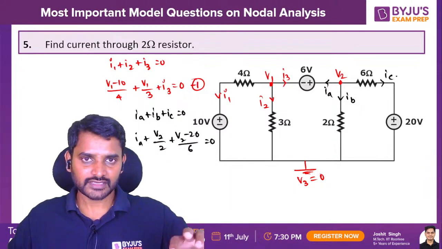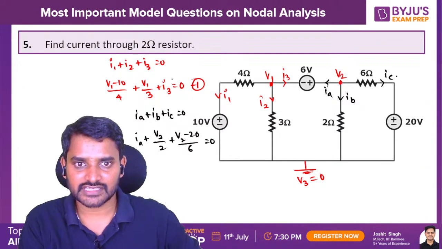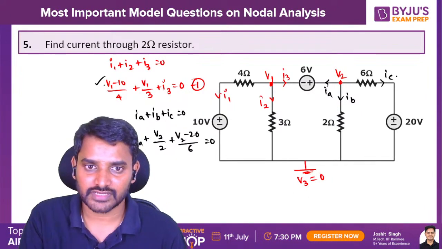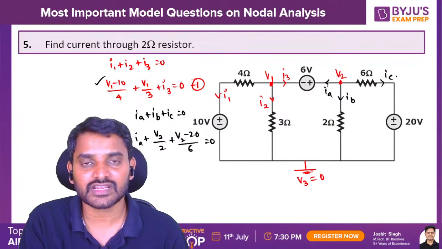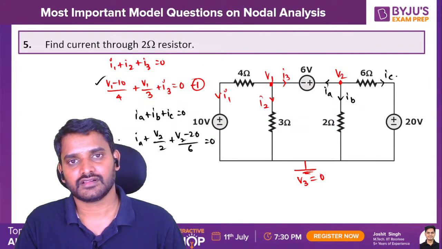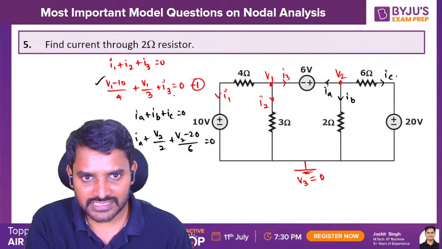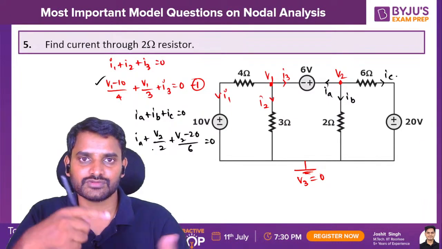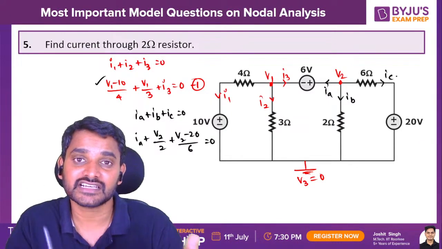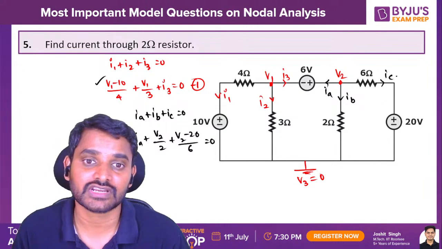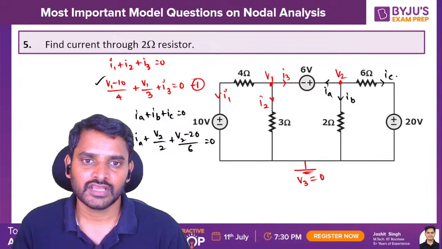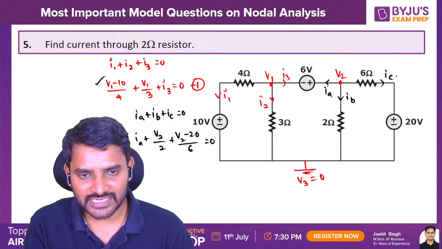So here, in this equation V1 is unknown, I3 is unknown. In this equation V2 is unknown, IA is unknown. So you cannot solve this equation and this equation until you relate equation 1 and equation 2. So what we do is, what is IA?